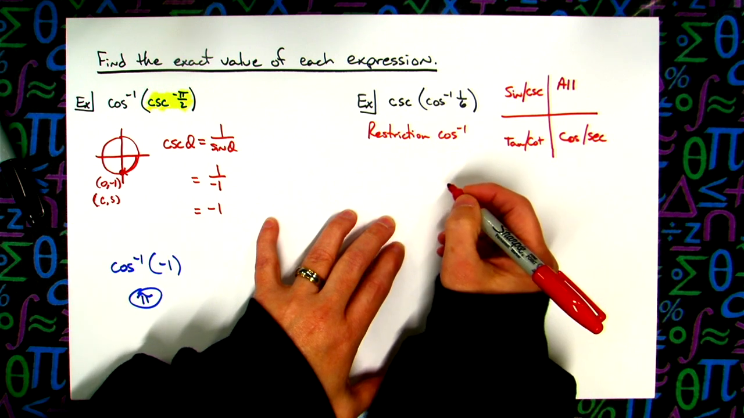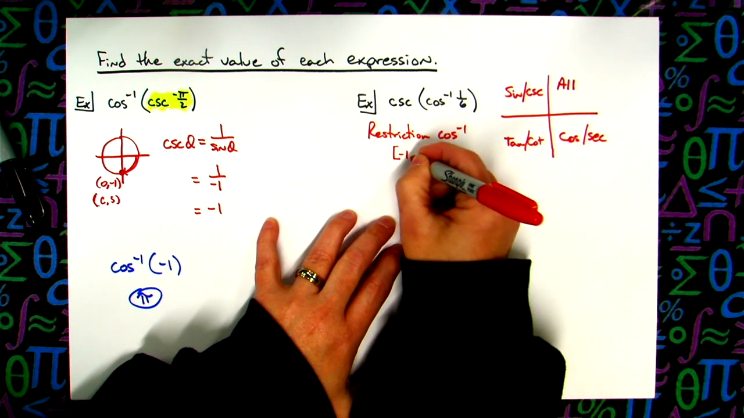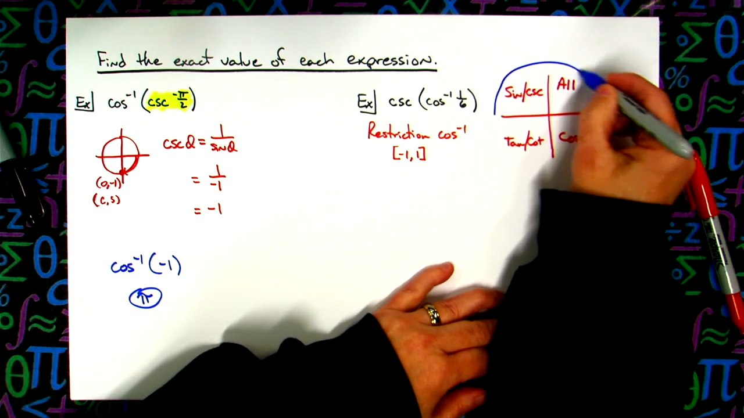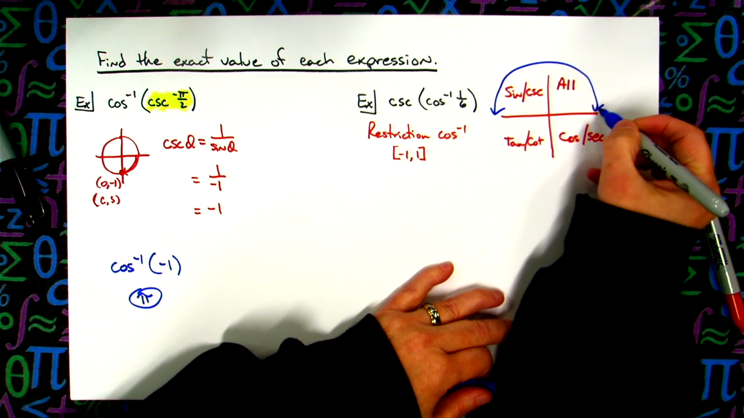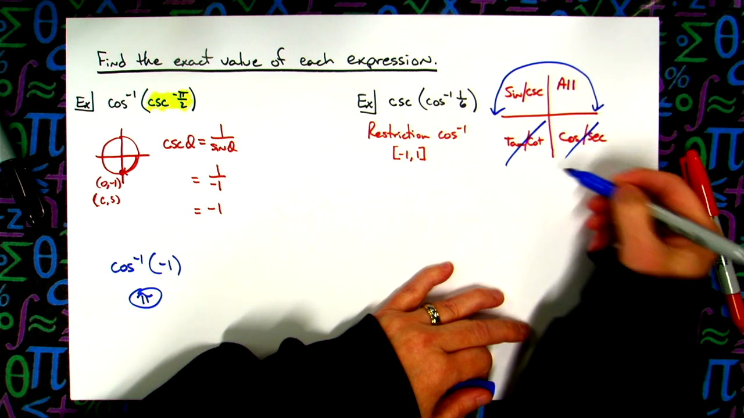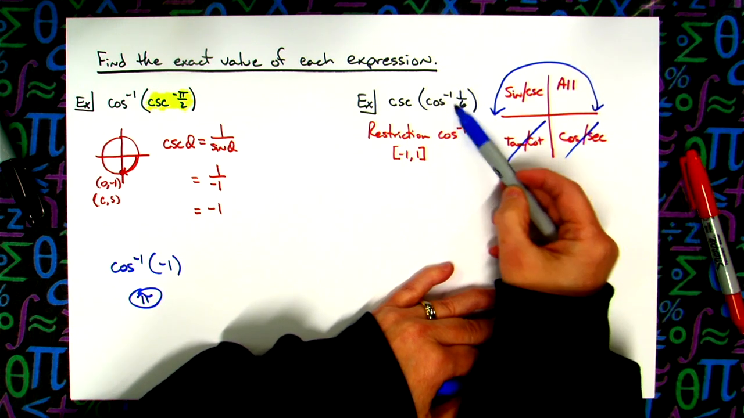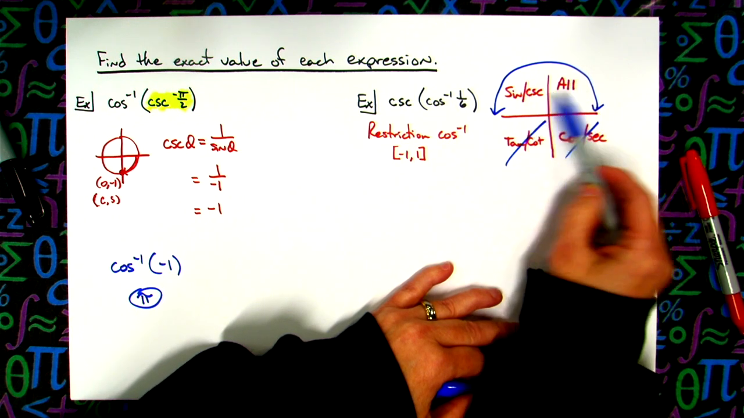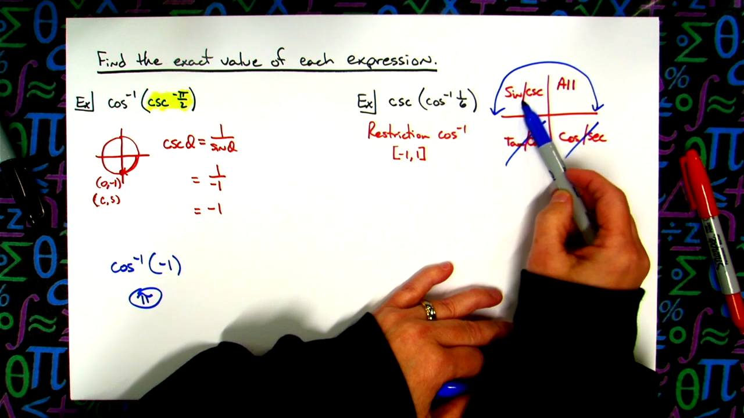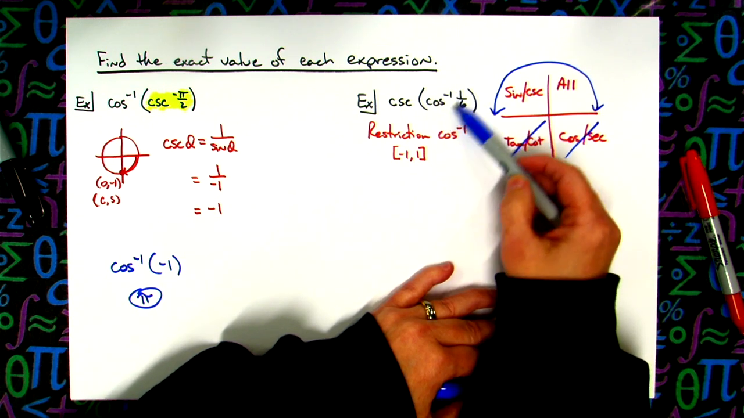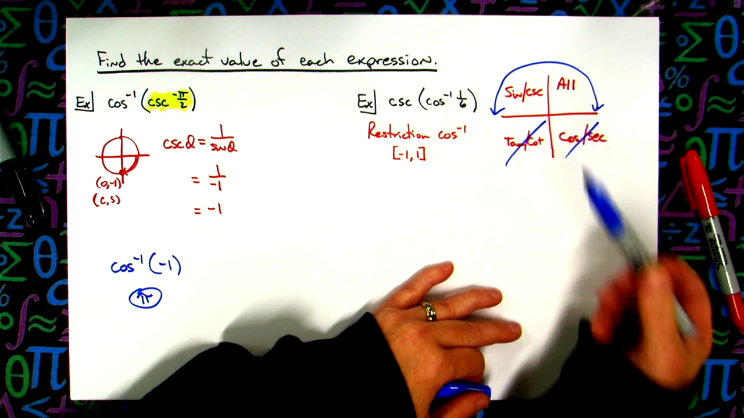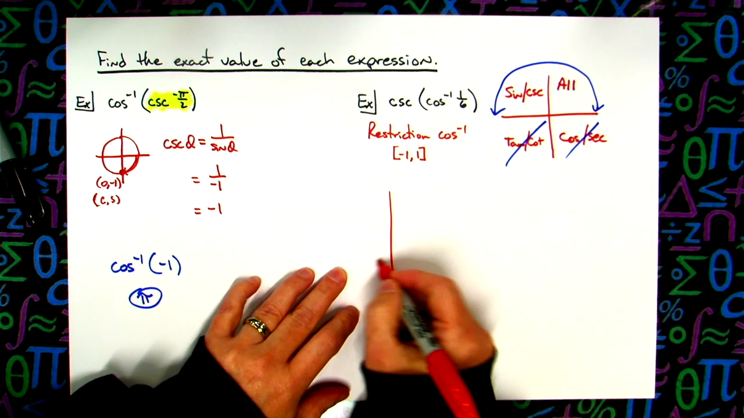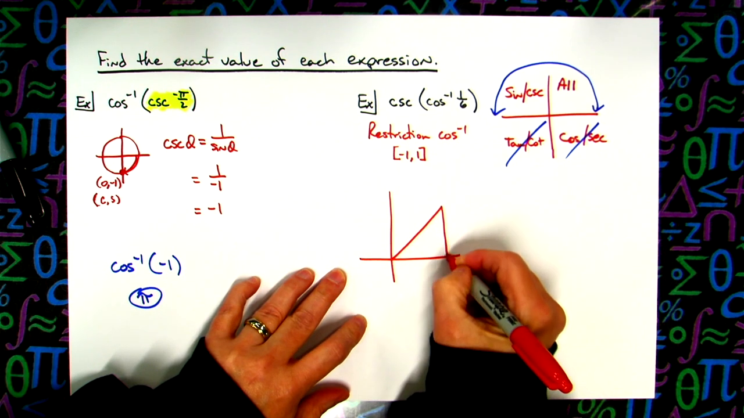My restriction on the range there is negative 1 to 1, which means I have to pick one of these two quadrants. So this one's out and this one's out. We've already said cosine is positive. The only quadrant that cosine is positive in is here, because I only have two to choose from. It's negative here. So this means that I'm going to write my right triangle in my first quadrant. I'm going to draw a first quadrant part of my bow tie triangle.